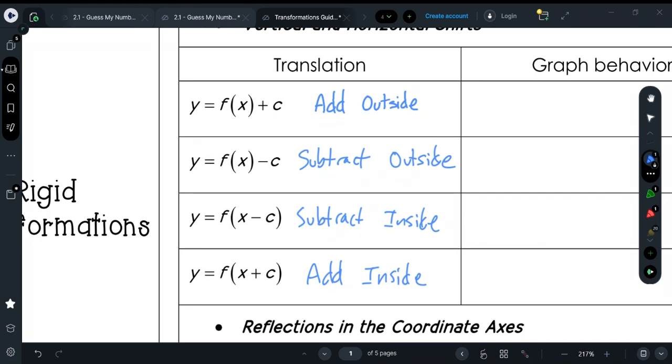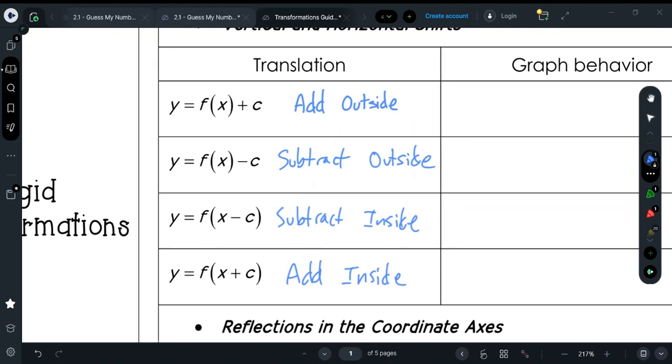So these 4 cases here correspond to our 4 directions: up, down, left, and right. And let's go ahead and label these here. I'm just going to label it with the arrow, and then we'll spell it out here. But when you add on the outside of a function, this is going to move the graph up. When you subtract on the outside, it's going to move the graph down. When you subtract on the inside, it's going to move the graph to the right. And when you add on the inside, it's going to move the graph to the left.